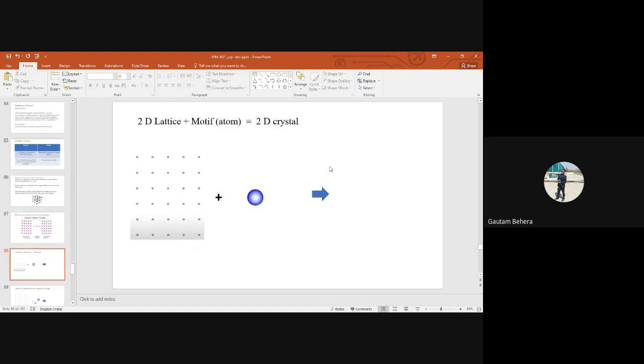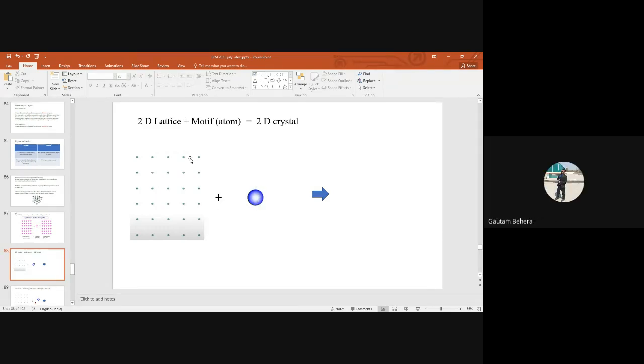Another example, you can see this is an atom, for example. Can you tell me which one is what? This is what, this is what, and what will you get? Sir, first one is lattice. Very good. Second one is motif. Yes. So finally you'll get what? We get a crystal. Crystal of what now? This blue color atom, right? Blue color atom. Right. This is an atom.